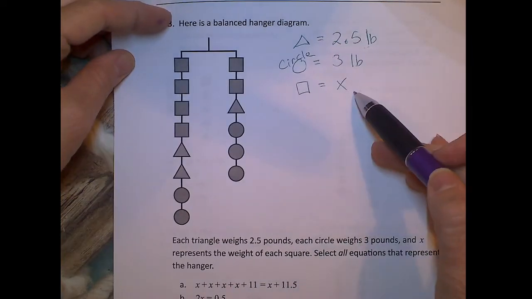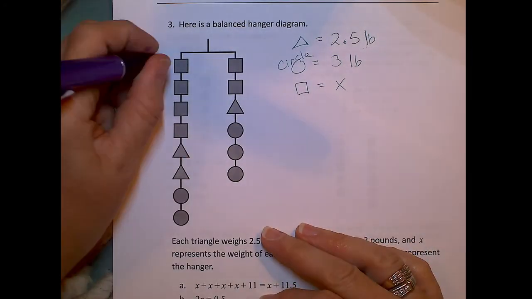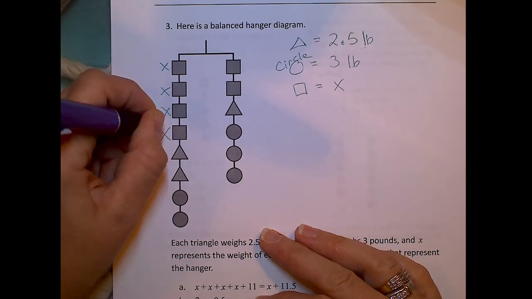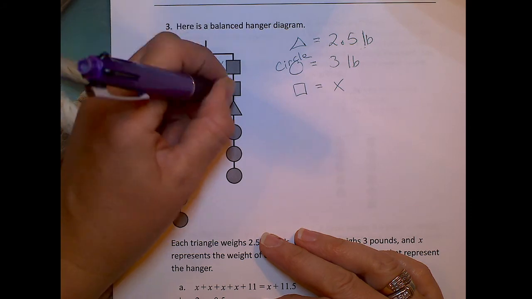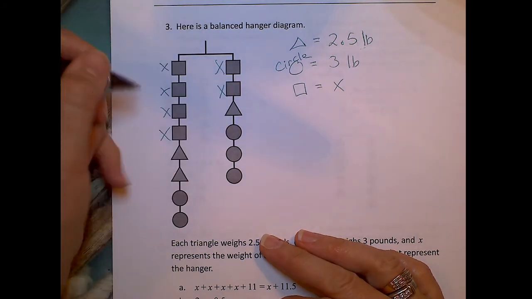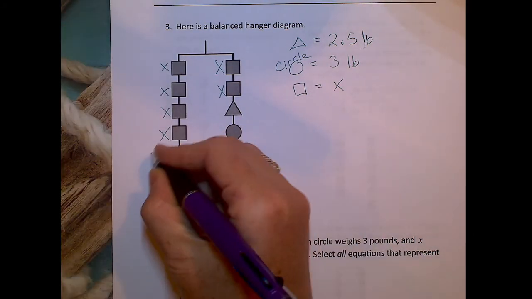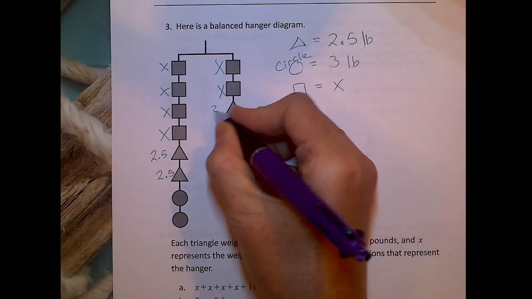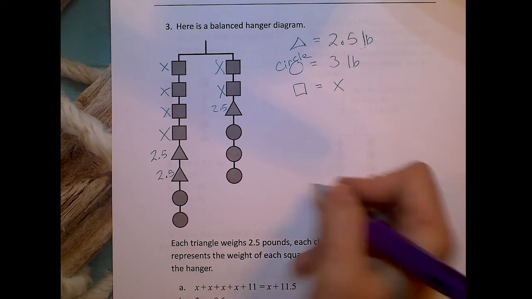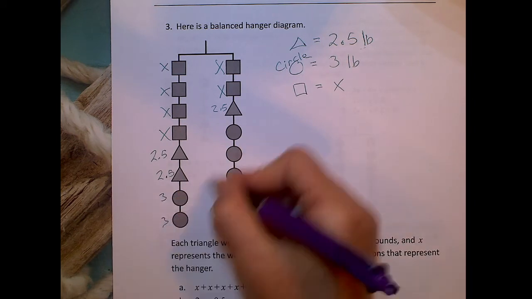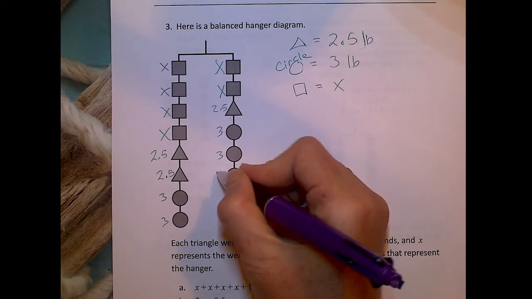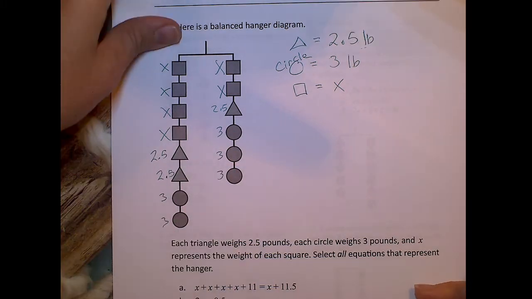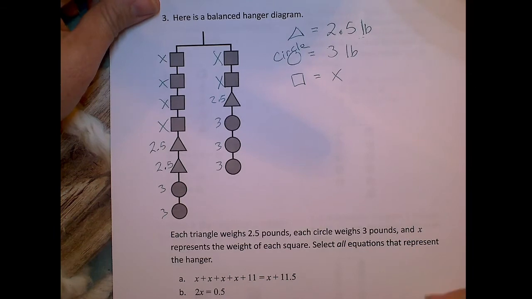If each square equals an x, then you can just go ahead and put x, x, x, x, x, x to help you. And then each triangle equals 2.5, 2.5, 2.5, and a circle equals 3 pounds. So just put in 3s next to everything. Does this help you see it as the values that they hold? Now let's write that as an equation.